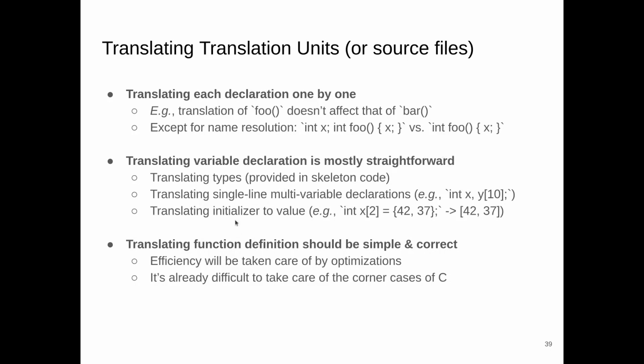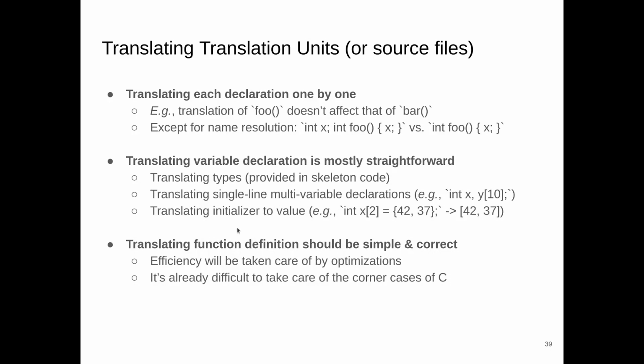Furthermore, we need to deal with the translation of a single line with multiple variable declarations like this. If you declare x and y at the same time, then you are going to declare 2 variables in a single line. You need to deal with such cases. In IR, we are going to declare 1 variable at a time, but in C, you can declare multiple variables at the same time. So we need to split them into multiple declarations.